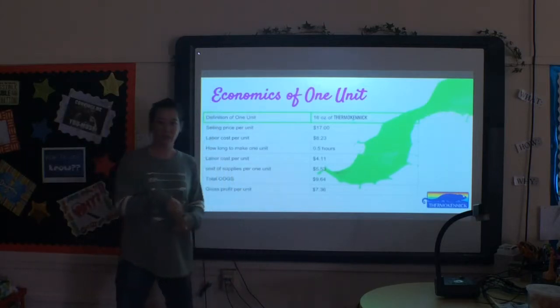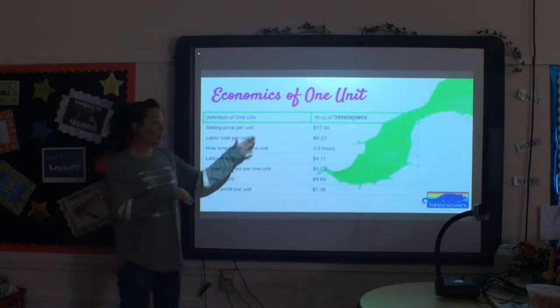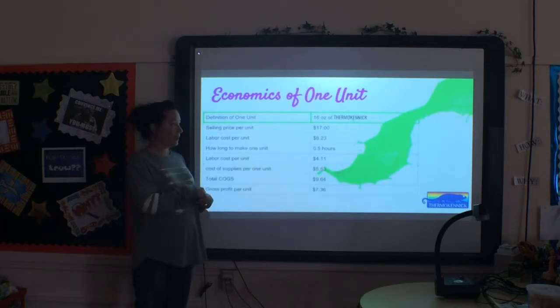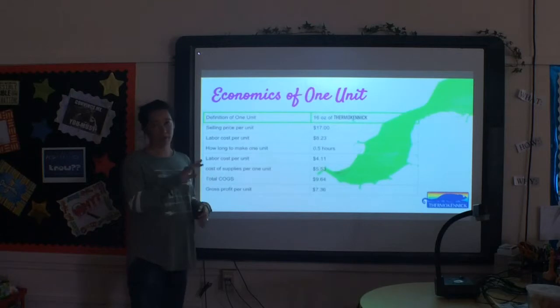$7.36 per unit. So again, there's a lot of math going on here. She did the research behind all of this. She just didn't pick it out of thin air. So she looked at how much paint costs, how much people were buying them for, so on and so forth.